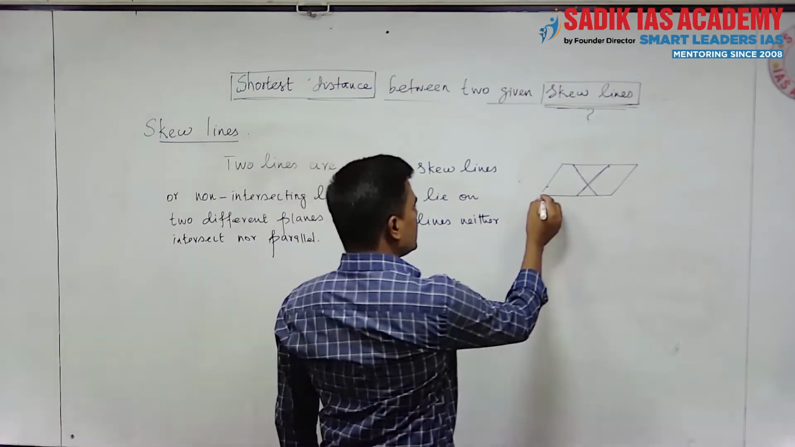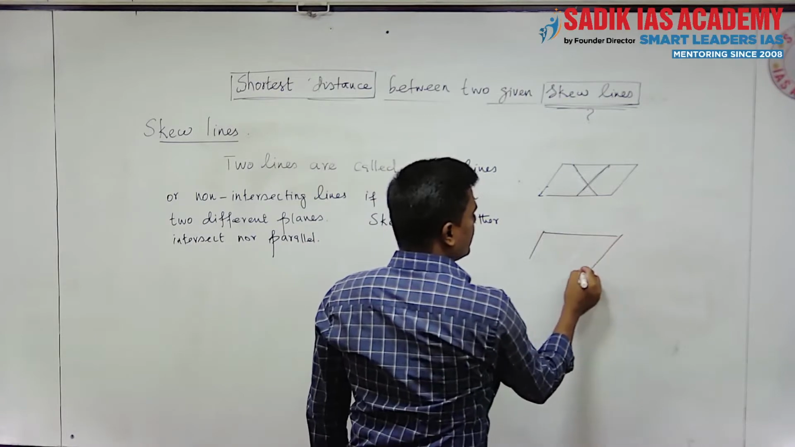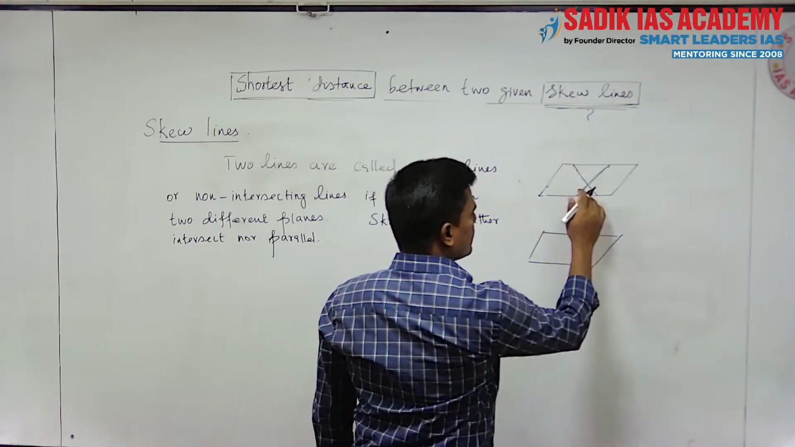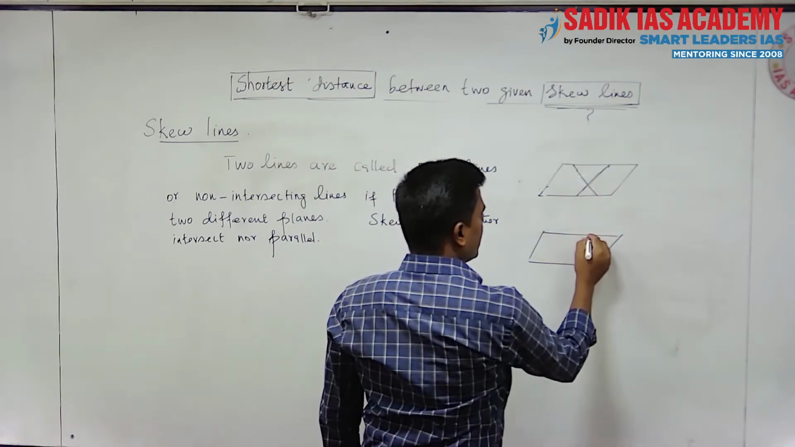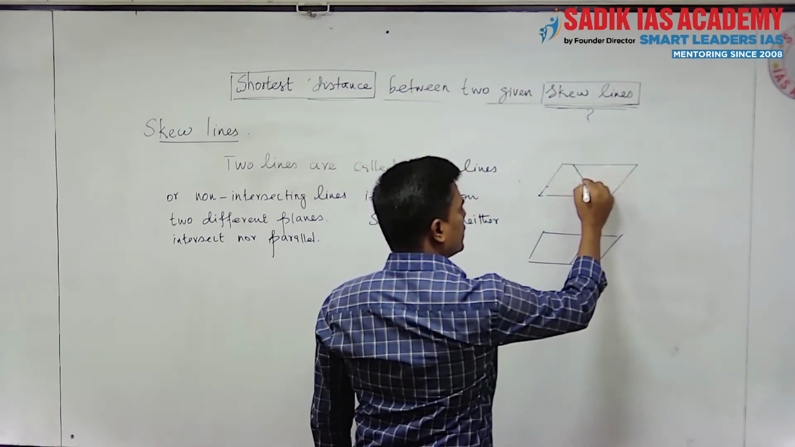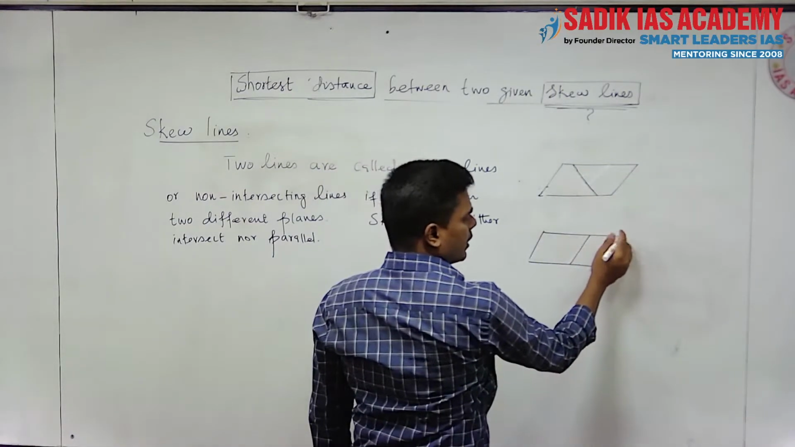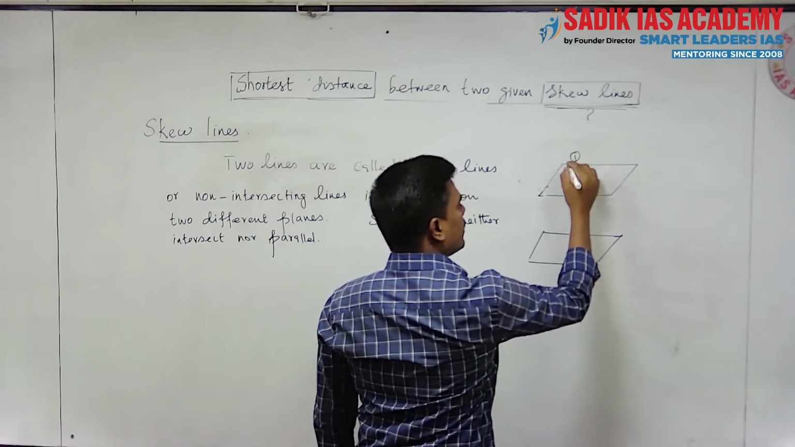Now we have to find the shortest distance between these two skew lines only. So, let me take the same lines and we will erase this one. These are the two skew lines. This is in plane 1, this is another plane, this is line 1, this is line 2.